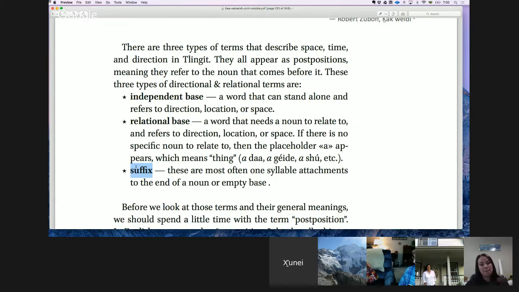The last one is a suffix, and a suffix can attach to an independent base or a relational base. There is a fourth one, which I put in this, which is a relational noun. A relational noun needs a possessor, but it cannot take on a suffix, whereas the base can take on a suffix. And we'll look at the different things that these do. There's big, huge lists of them. But it's a finite list, and some of them are used more often than others, and we're going to start with those ones.